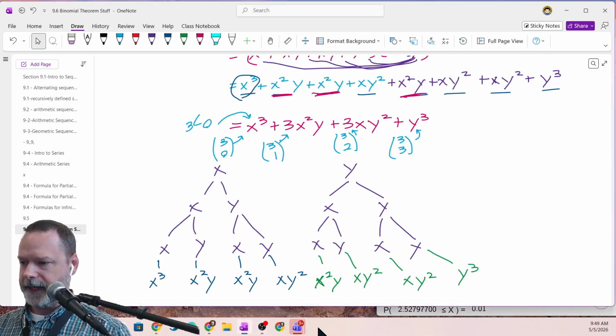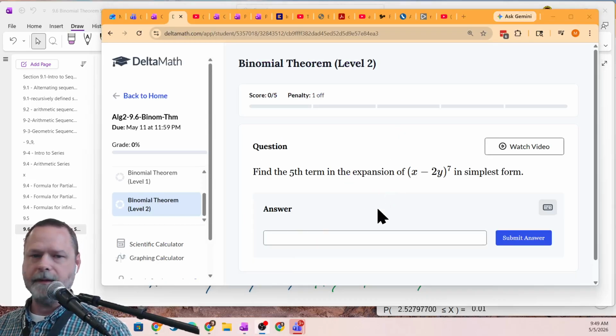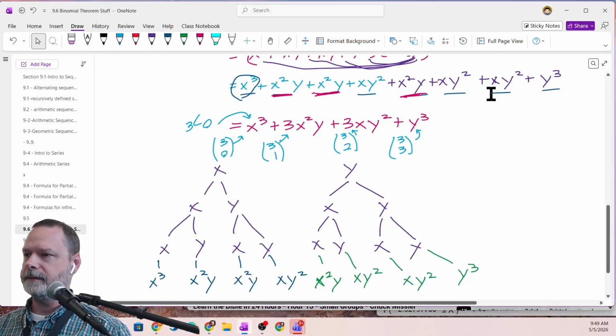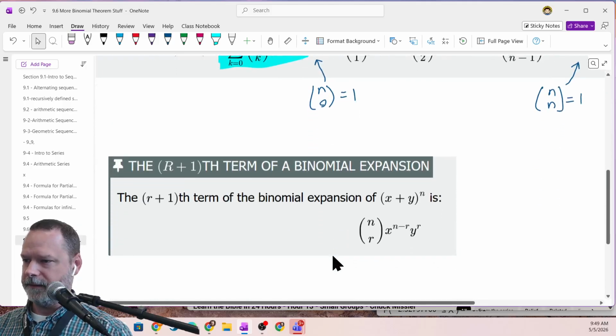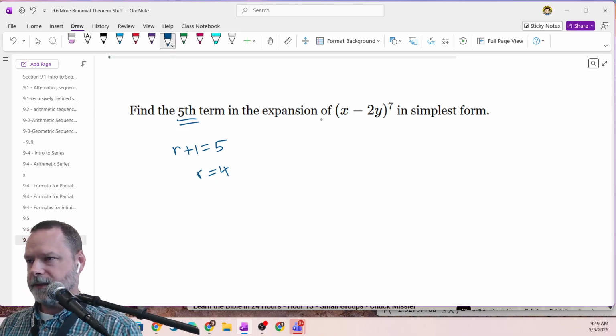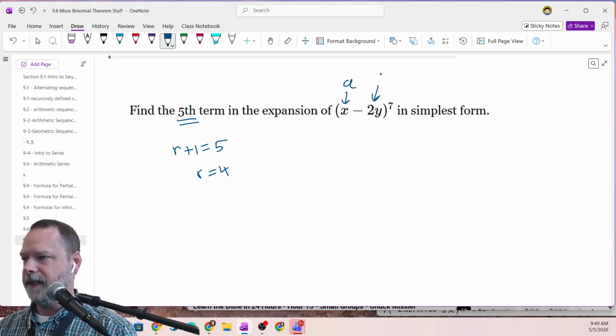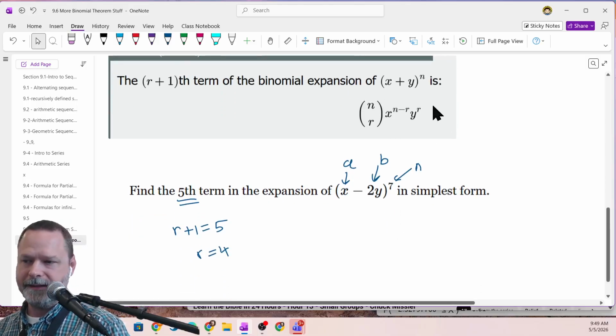Okay, back to here. Here we go. So let's do this problem. Find the fifth term in the expansion of x minus 2y to the seventh in simplest form. So we know r is 4. This is my a. This is my b. This is my n. If I know the formula, which is right here, it's easy.